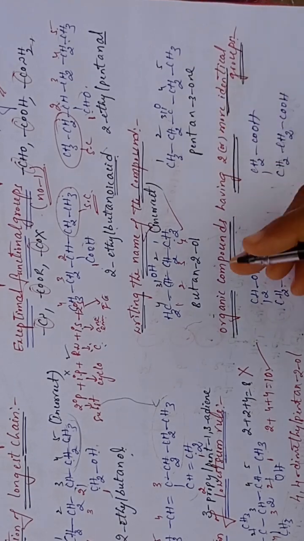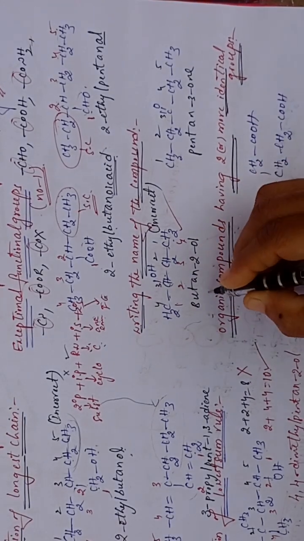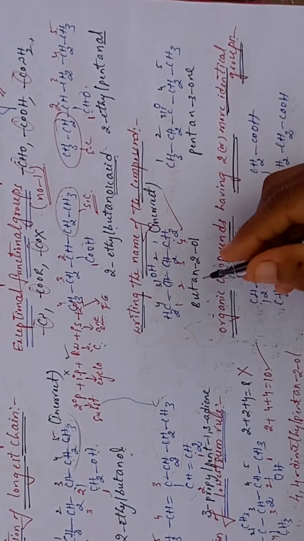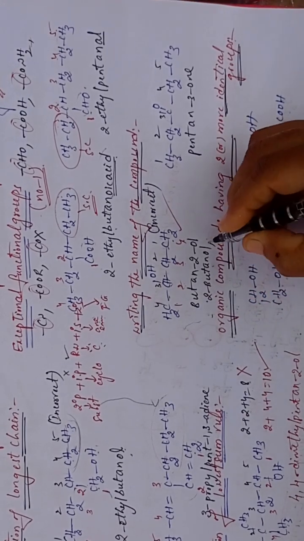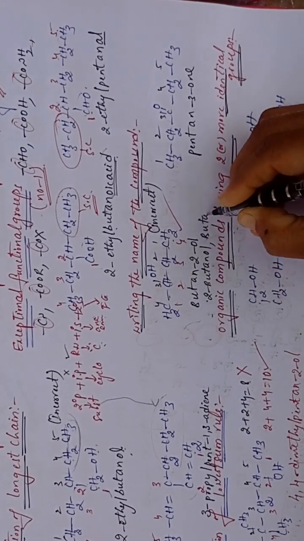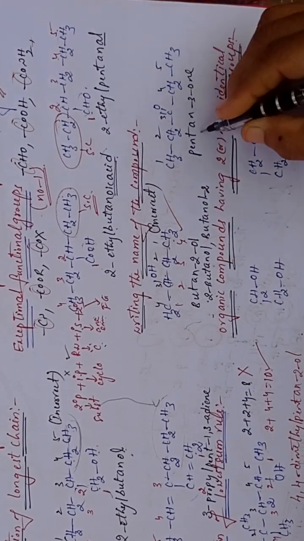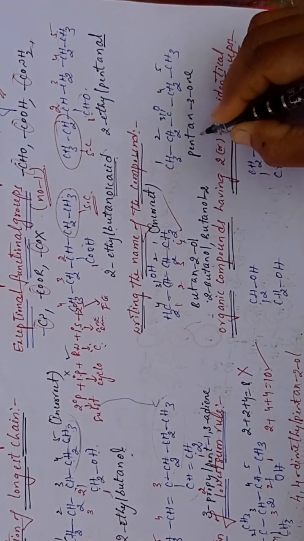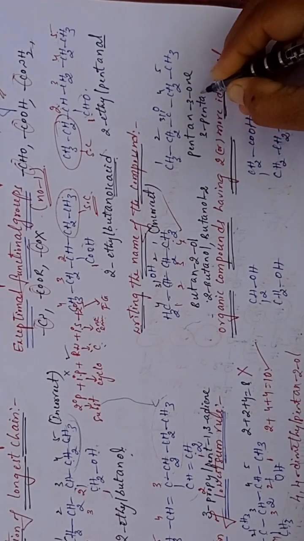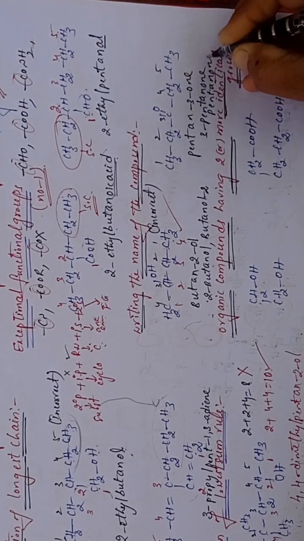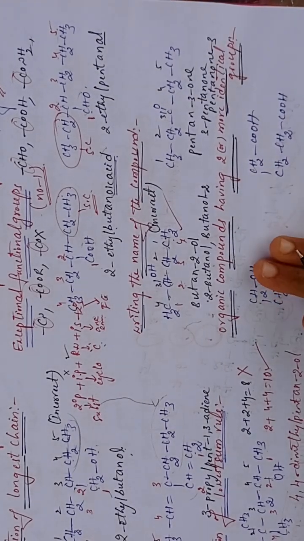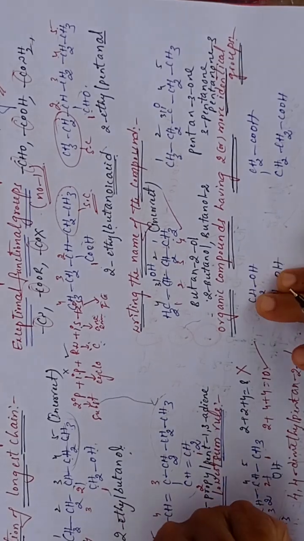Pentan-3-one. So this one we can write as butan-2-ol. This one we can write 2-butanol. 2-butanol is also correct. Or butanol-2. Also we can write butanol-2. This also pentan-3-one. We can write it as 3-pentanone. 3-pentanone. Otherwise pentanone-3. Clear? We can take any one name. All 3 are correct only.